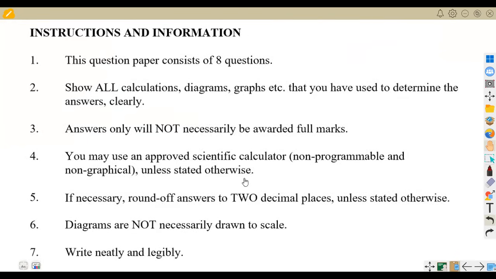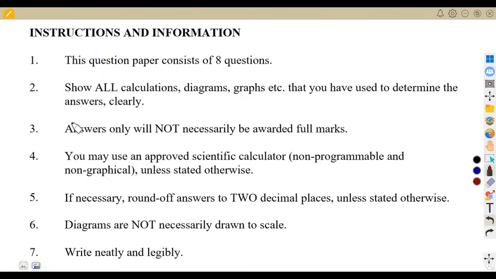So the first part is to read your instructions and the information that you are given, especially that here, you must be able to show everything. That is, answers only will not necessarily be awarded full marks. So you are supposed to show all the working so that you can have the full marks. You're supposed to simplify everything properly, and also, if necessary, round off answers to 2 decimal places unless stated otherwise, on the question that you're going to answer.